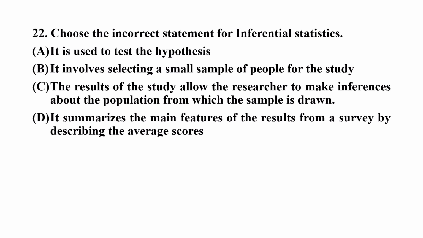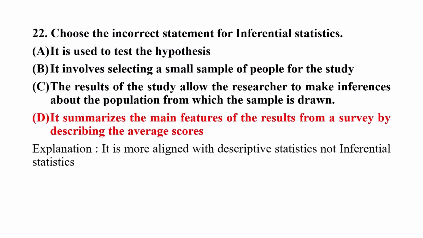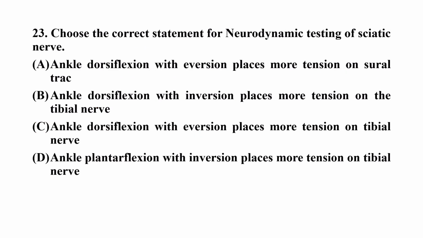And now option D, it summarizes the main features of the result from a survey by describing the average scores. Yes, here it is mentioned describing, that means it is the sentence of descriptive statistics. Descriptive statistics includes mean, median, mode, standard deviation, percentages, so that only describes the data but does not generalize to the population. So option D is an incorrect statement here. So here the answer is option D.